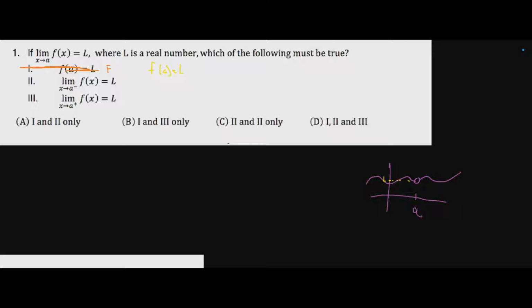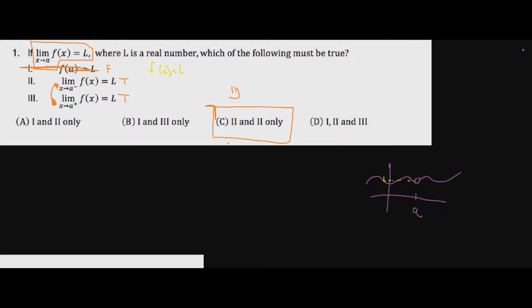Well, it says here, from the left, it has to approach L. Well, it does, right? That's true. And from the right, it has to be true. So in order for it to approach L, it has to be from the left and from the right. And this is why I like this question, because it's having us think about what it means to take the overall limit. What is the y value approaching? What is the y value as we approach A from the x-axis? Well, we have to take into consideration the left and the right. Therefore, we can conclude that it has to be C, 2 and 3 only. Okay, thank you very much.